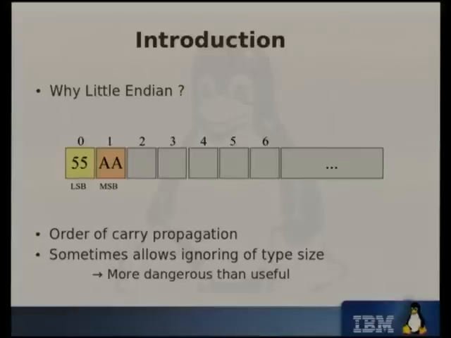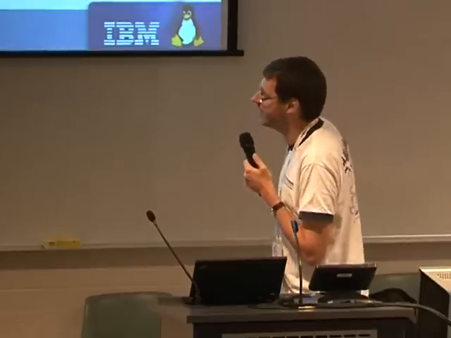In Little Endian, similarly, it's the area of carry propagation, the order of carry propagation, which used to have small advantages in ancient, very slow microcontrollers or microprocessors. It does allow you sometimes to ignore the type size when you do an access, but it is also where all the problems come from, or most of them. So this is, to some extent, a bad property.